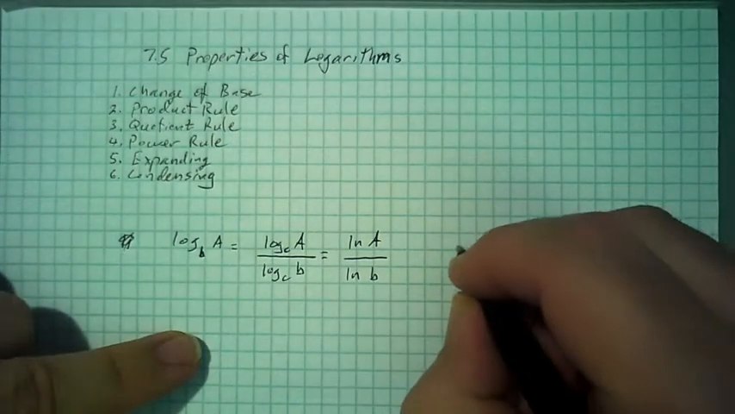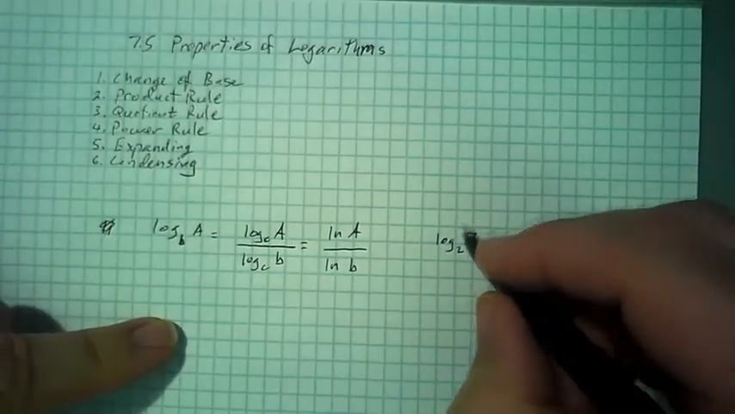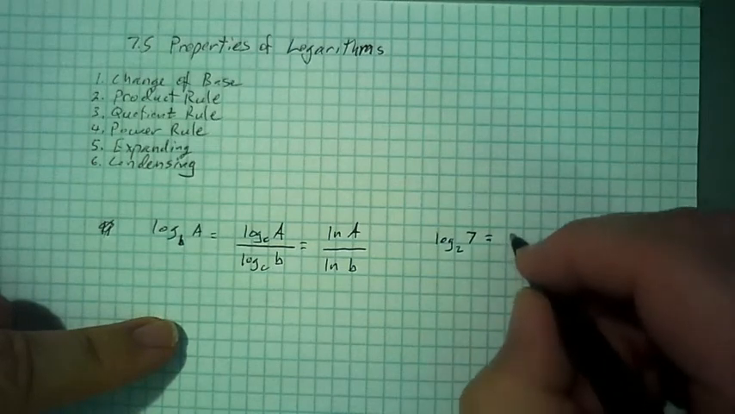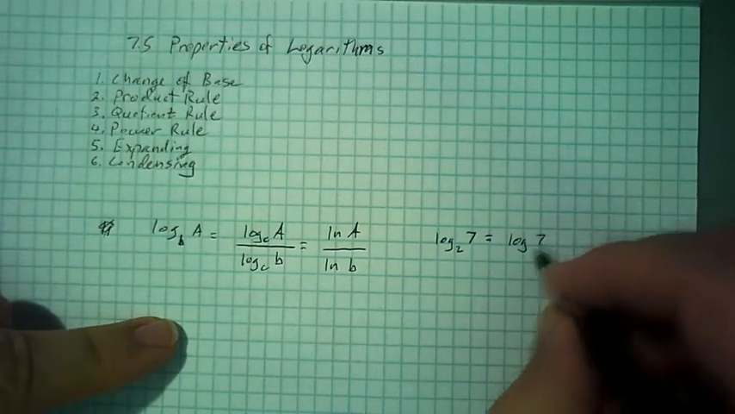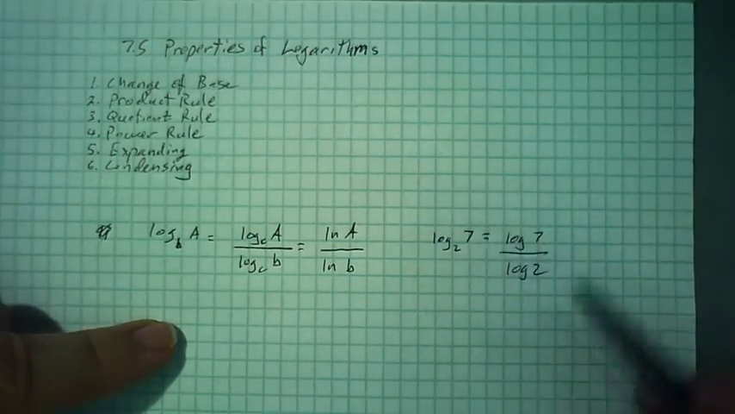So my one example I'll do for this, log base 2 of 7, which are numbers I just kind of picked out of the air. And how you would put this into like a scientific calculator is you do log of 7 divided by log 2 and get a decimal approximation. That's the change of base formula.